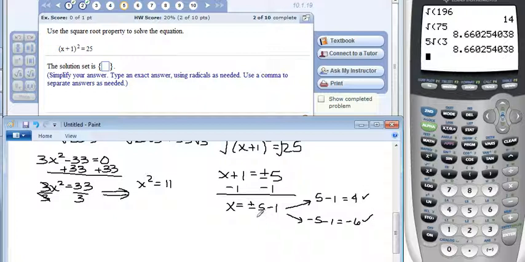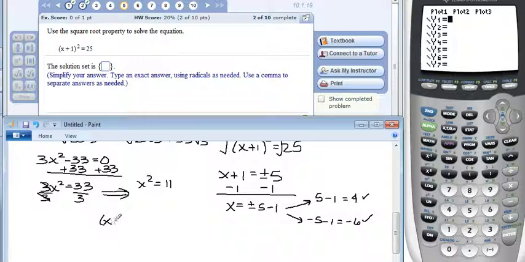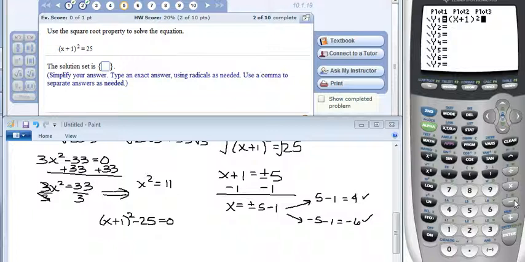Okay. Let's take a quick peek at what the calculator is going to tell us with this kind of stuff. Let's enter in this function here. Now remember, this is a y equals, so we have to have everything set to 0 when we do this. So when I put this in my calculator, I'm going to put in minus 25. Okay, because if I subtracted my 25 across, then it would be a negative 25 on that side. So let's take a peek at what's going on in here. So we have x plus 1 squared minus 25. Okay, so there's my function.